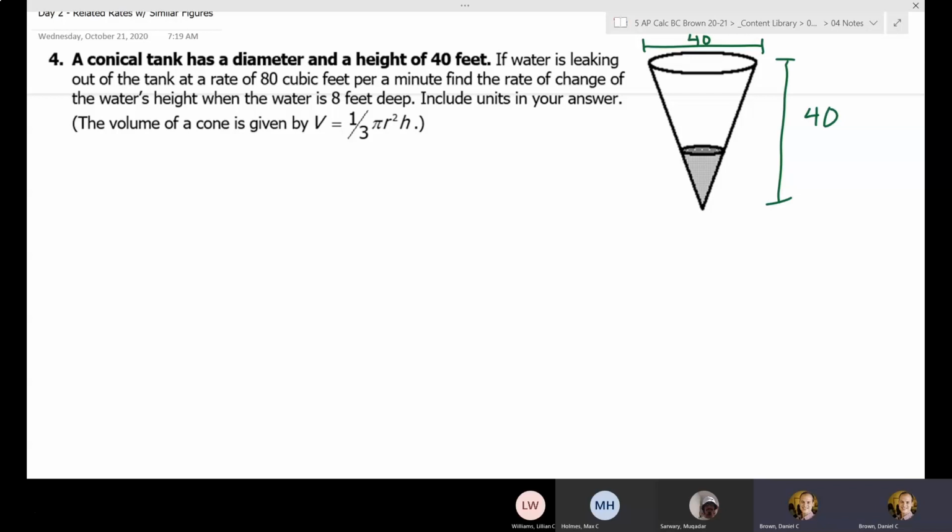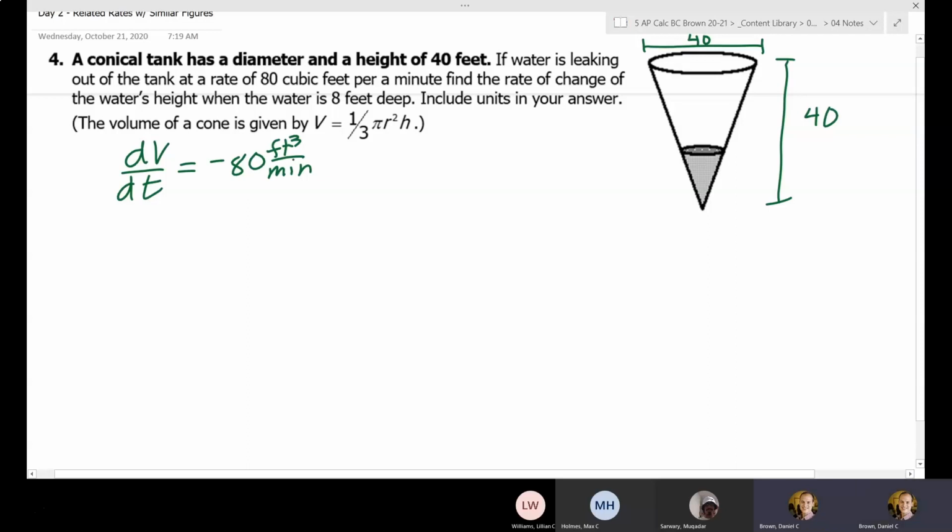So if water is leaking out, and that is cubic feet per minute, that is a value that represents the change in volume over the change in time. So we've been given basically dV/dt. You want to be careful, since the water is leaking out, the rate is actually going to be negative 80 cubic feet per minute.